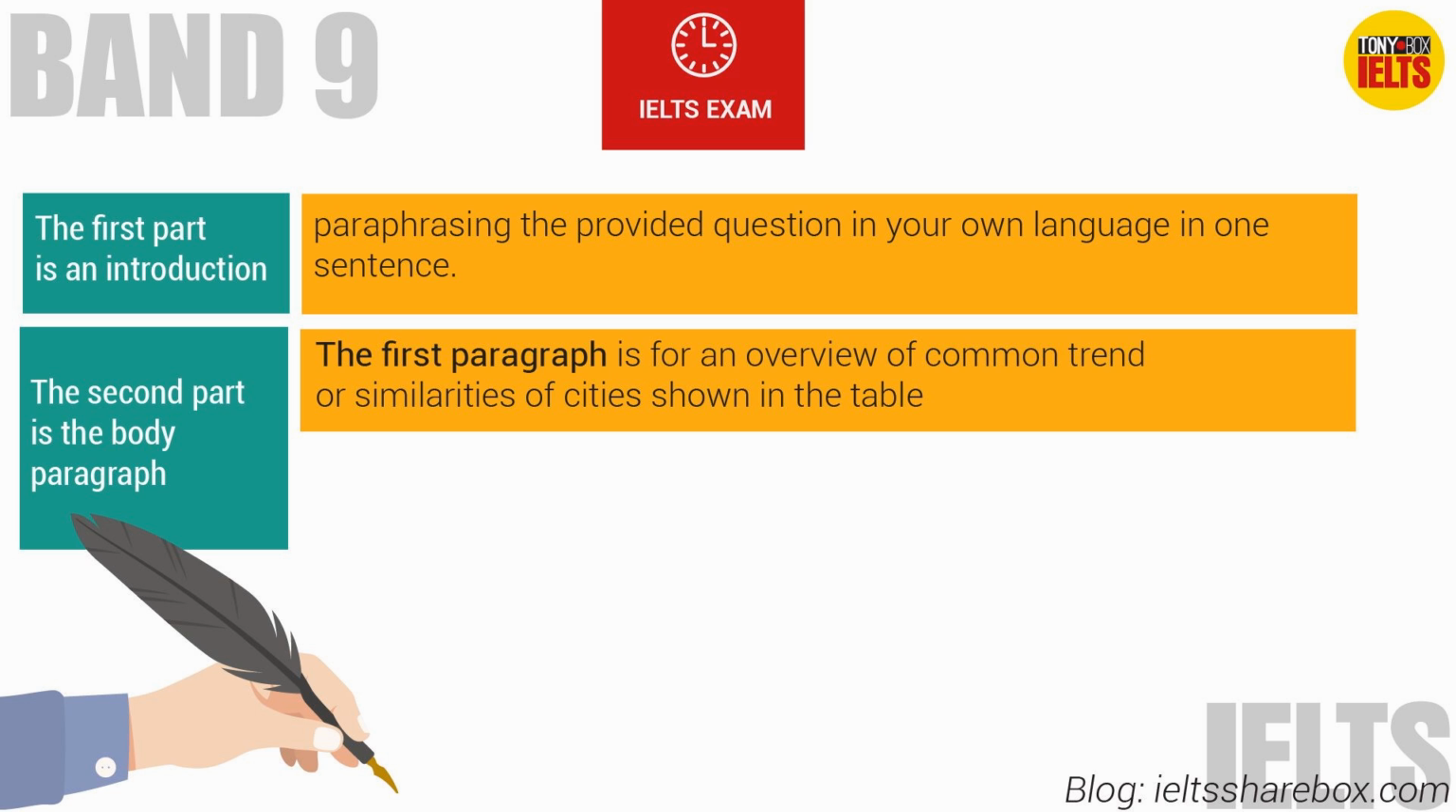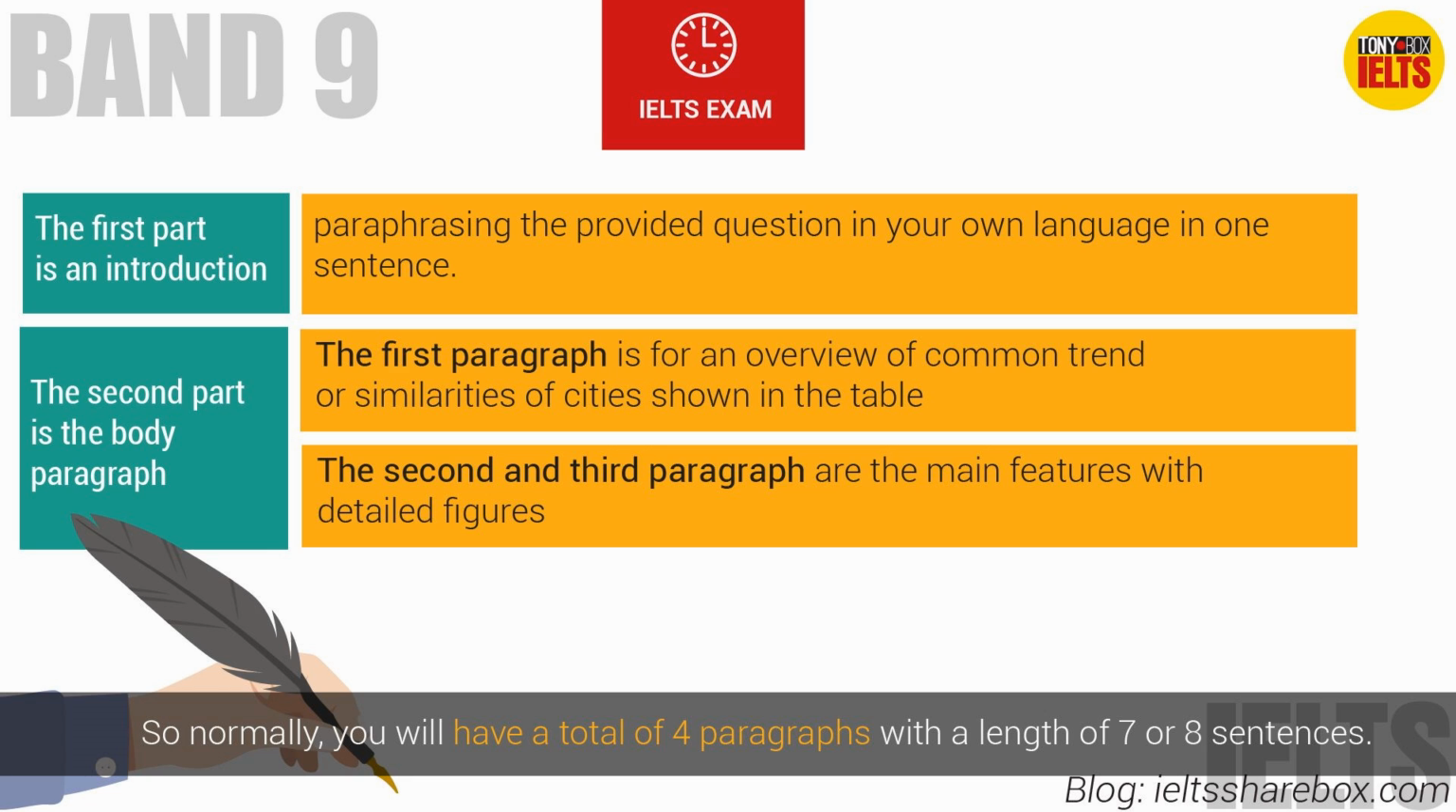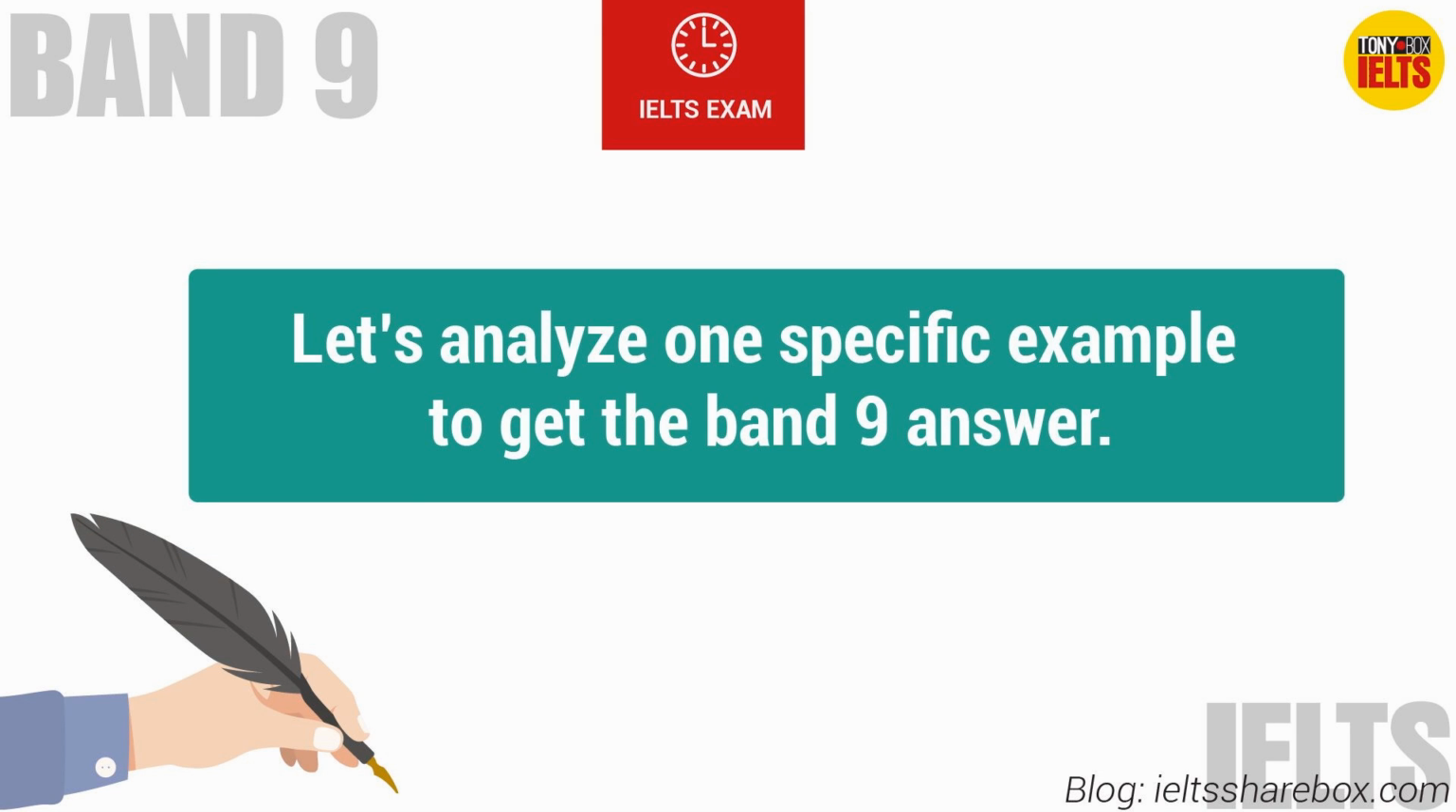The first paragraph is for an overview of common trends or similarities of cities shown in the table. The second and third paragraphs are the main features with detailed figures. So normally you will have a total of 4 paragraphs with a length of 7 or 8 sentences. Now let's analyze the table to get the Band 9 answer.